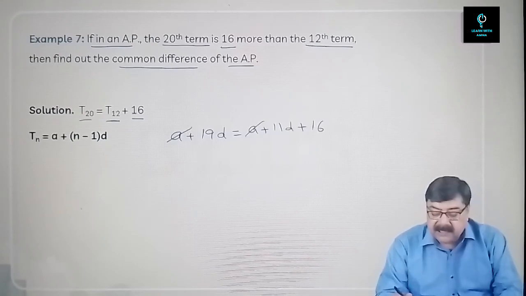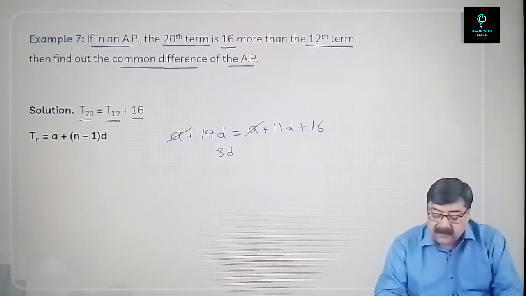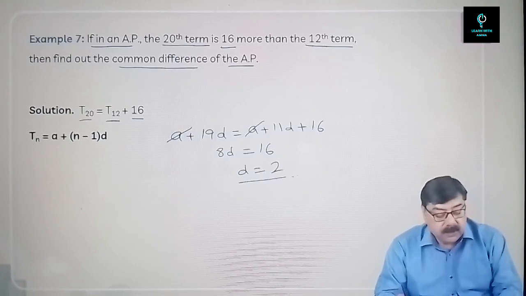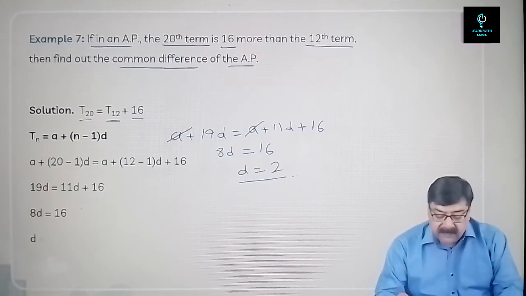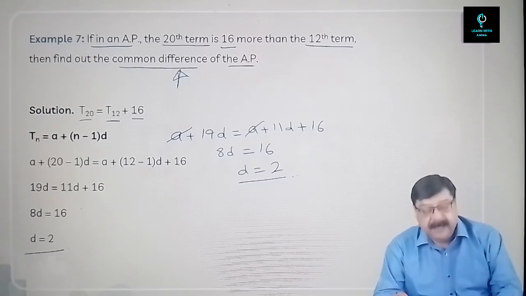So as it is, A and A cancel. 19D minus 11D is 8D, which equals 16. So D here becomes 16 by 8, that is equal to 2. So we obtain the value of D here as 2, which is the common difference for the given AP.